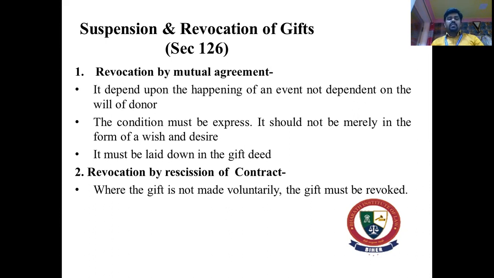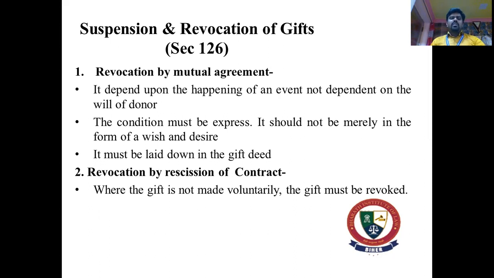Okay. What happens if there is a revocation by rescission of contract? Where the gift is not made voluntarily, the gift must be revoked. So the donor has to prove it. The burden of proof lies with the donor to prove that the gift has not been made voluntarily, that the gift has been made by some fraud, by some undue influence and all. And if he proves that, then the gift can be revoked. So it is voidable in nature. It is up to the donor whether he wants to revoke the gift or not.